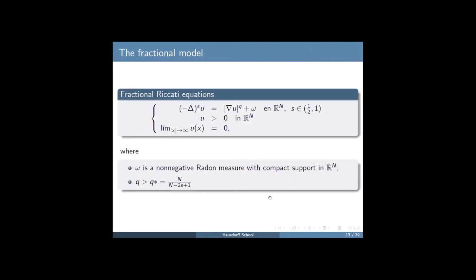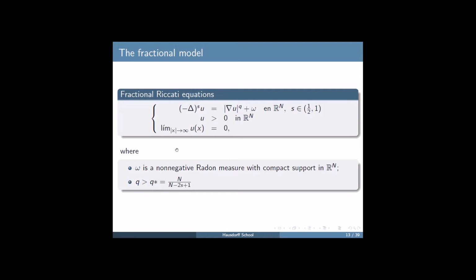Okay, so let's go now to our problem, the fractional version of the Riccati equation. So we are going to consider here the fractional equation in R^n. We look for global solutions for s greater than 1/2. That is because we want the fractional operator to be the leading operator in the equation. We look for positive solutions in R^n that vanish at infinity, okay?